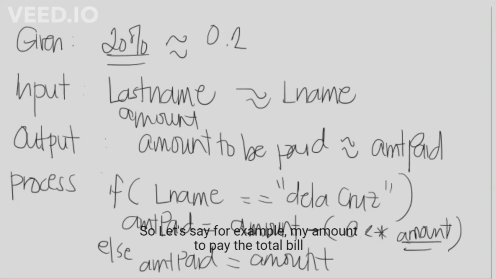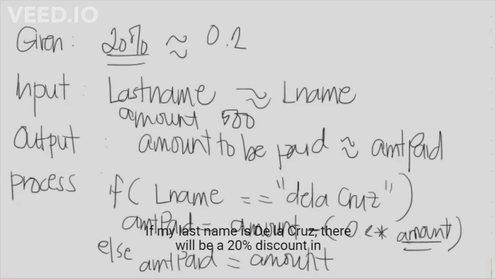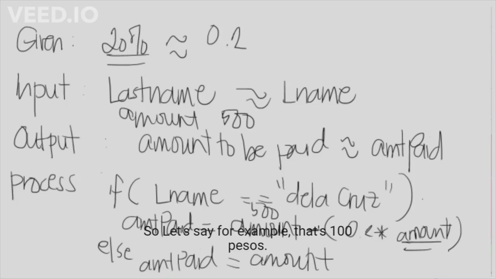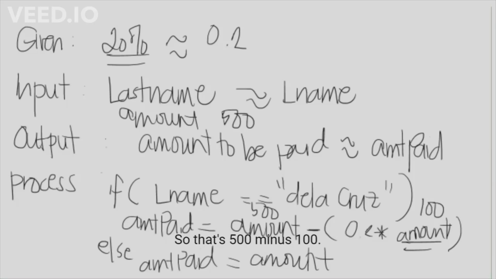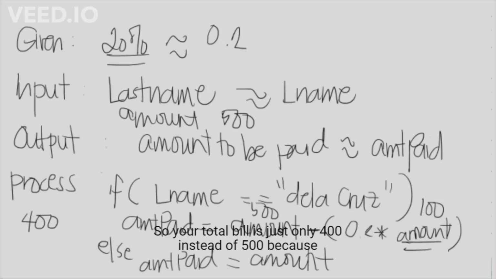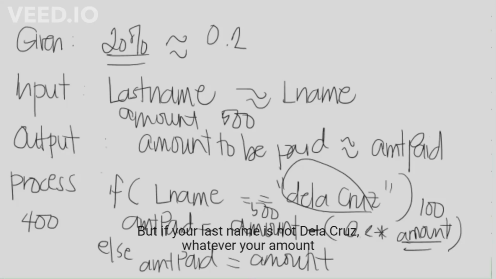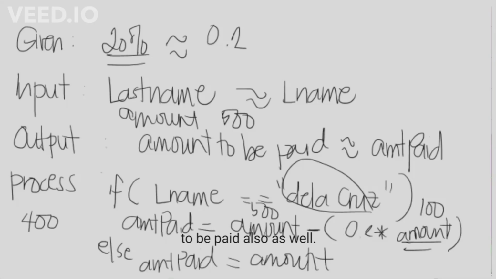So let's say, for example, my amount to be paid, the total bill, is 500. If my last name is De La Cruz, there will be a 20% discount in 500. So this is 500 minus 20% of 500. So let's say, for example, that's 100 pesos. So that's 500 minus 100. So your total bill is just only 400 instead of 500 because your last name is De La Cruz. But if your last name is not De La Cruz, whatever your total bill, it should be the amount to be paid as well.